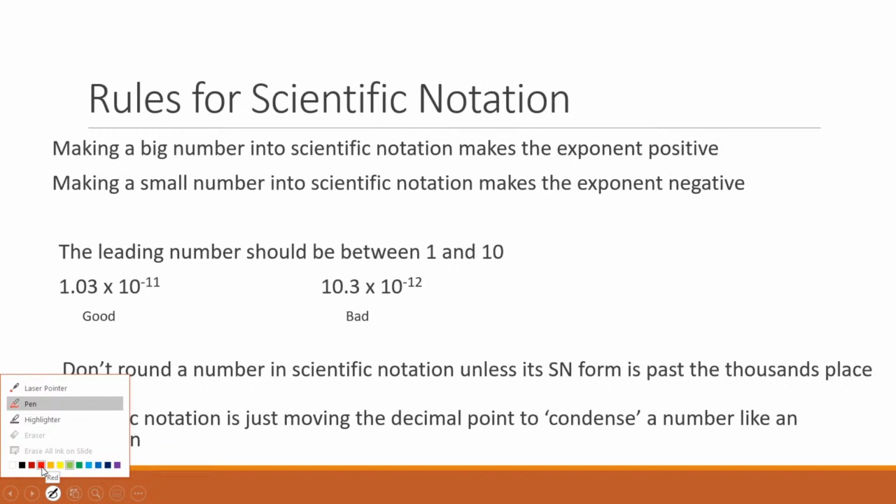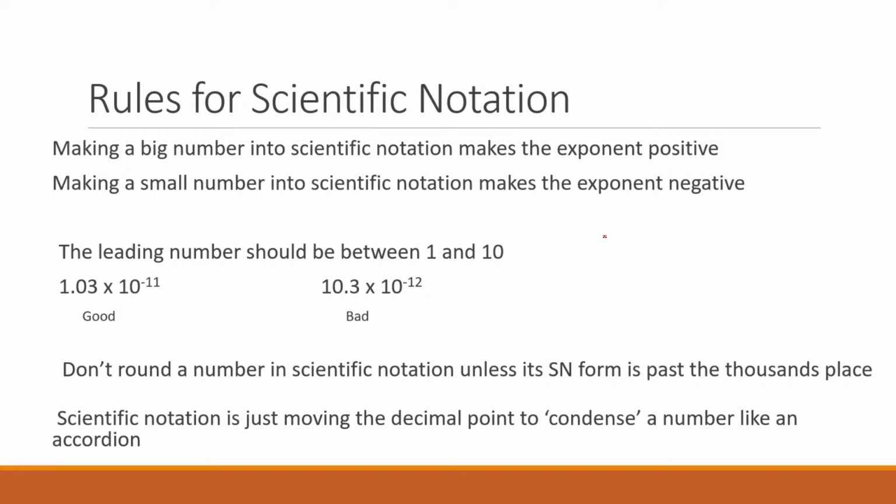When you have numbers in scientific notation, for example, if this was my number, I'm not going to round this number. A number in scientific notation should not be rounded unless it is a particularly large number.